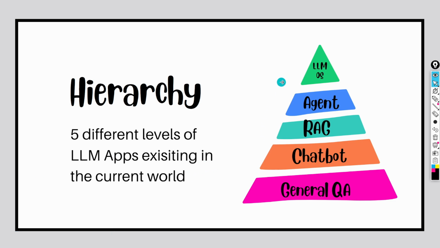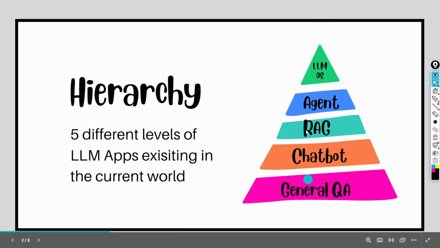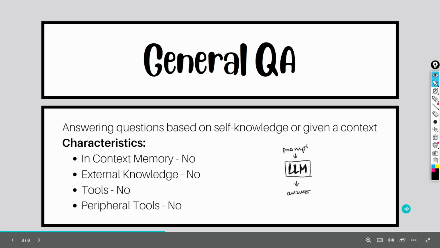Probably the hierarchy might increase because even LLM OS is in a developing stage currently. So there might be some other things which could be included in the hierarchy later. For example, AGI, which is not coming anytime soon in my opinion. But if it comes, that could be the next step in the hierarchy. But otherwise, these are the things which are available right now. We'll start with the general QA.